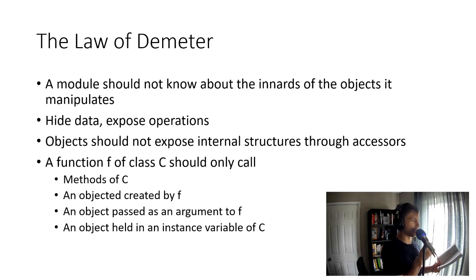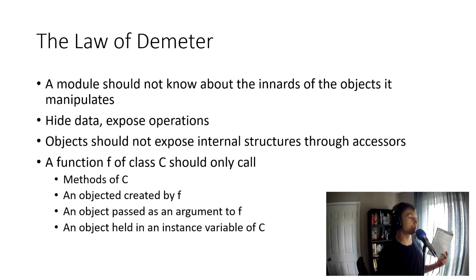I don't know why I said that, but it shouldn't know about the innards of the object. And then it basically also says that you should hide data but expose operations. Hide the age and the email and the salary of your employee, but expose the functions: promote, clock in, etc. Expose functions, hide data. And again, this kind of goes along with it.